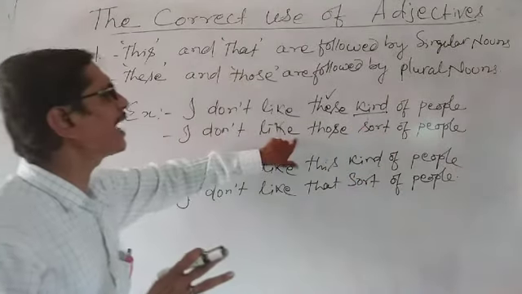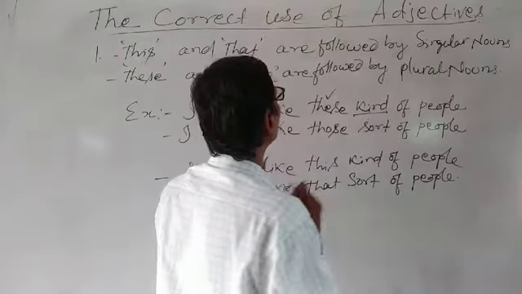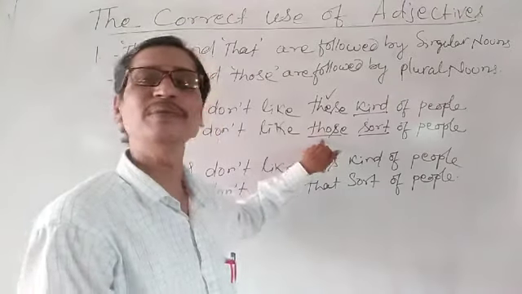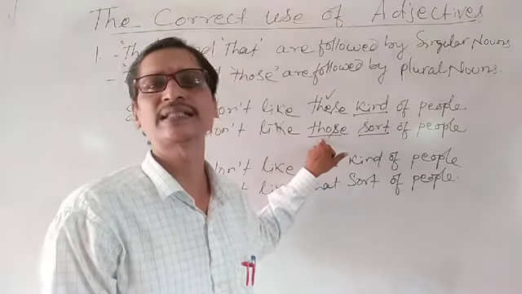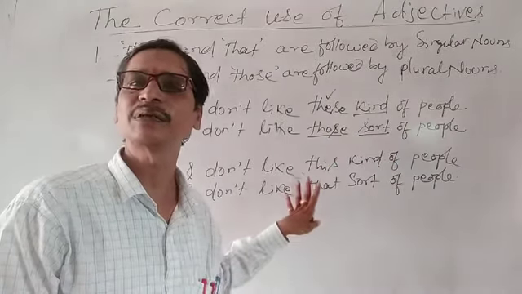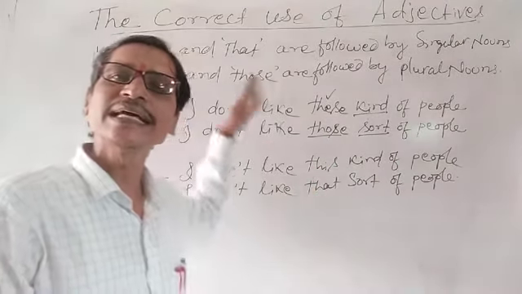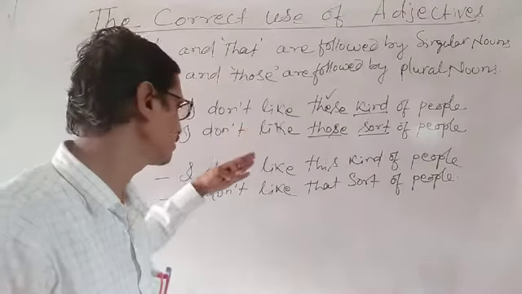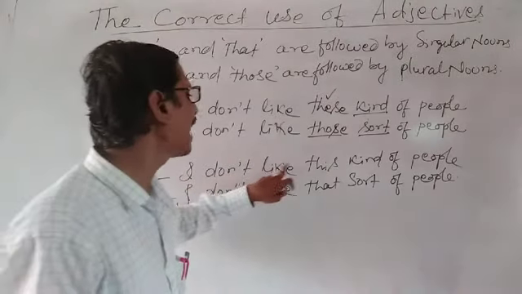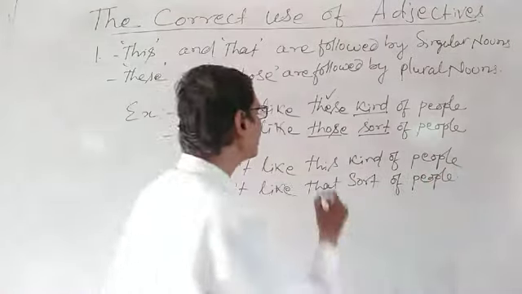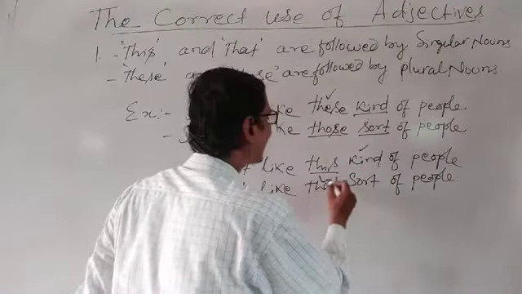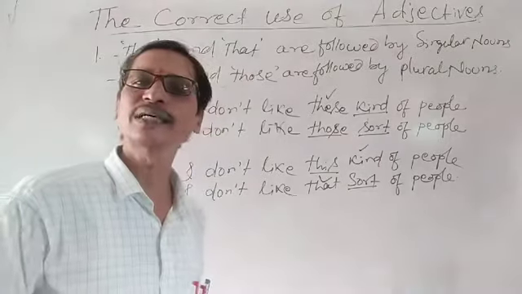Similarly, I don't like those sort of people. Here we have used those and sort is a singular noun. Therefore, here we have used those as an incorrect adjective. If we write like the following, our sentence will be 100% correct in accordance with the instruction given to us. The correct one should be, I don't like this kind of people, because here this is used before a singular noun. Similarly, that is used before a singular noun.